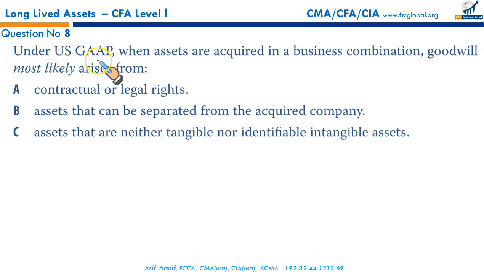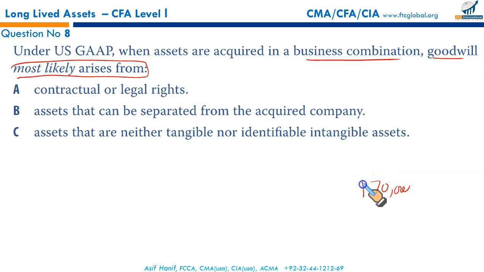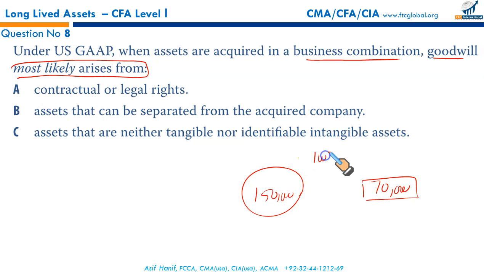Under US GAAP, when assets are acquired in a business combination, goodwill most likely arises from what? Goodwill arises when we purchase a business with the fair value of net assets at the acquisition date of $70,000 and we pay a consideration of $150,000. This is what we paid to acquire 100% equity in a company, and at that date of acquisition the fair value of net assets was $70,000. So the difference between these two is called goodwill.